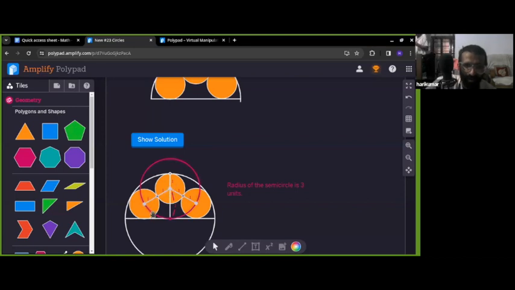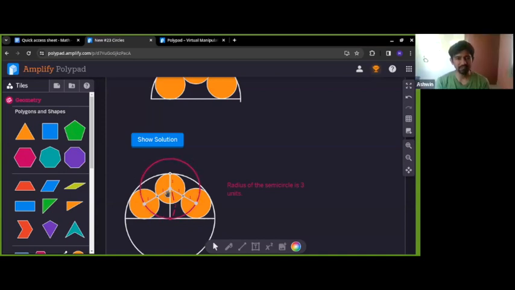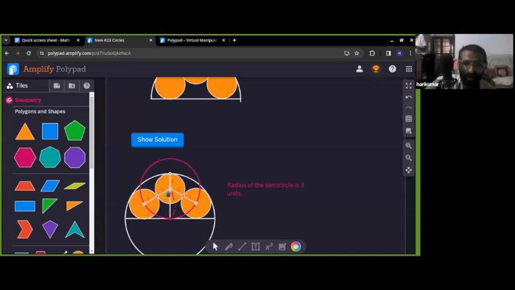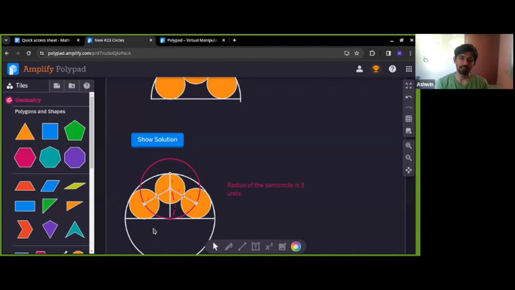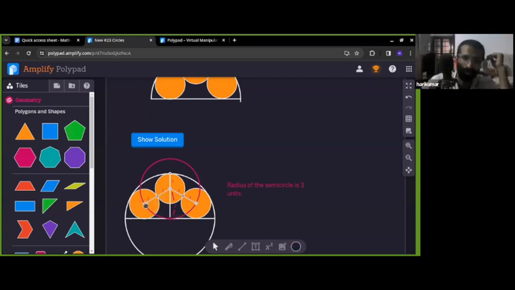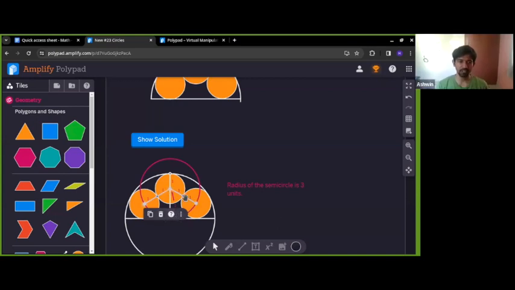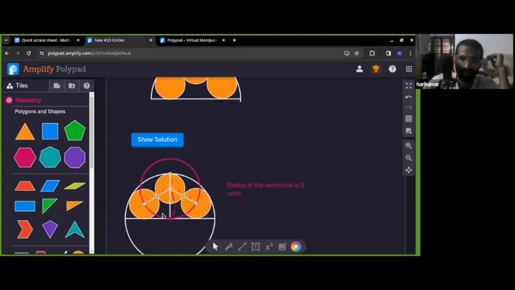Oh, wait, what? But how did they get this? It's the same thing that we are doing. But how did they know that this will touch this? Okay, I guess by congruence of triangles, you can show that these two triangles that are formed will both be congruent. Oh, they are equilateral, that I am also thinking.